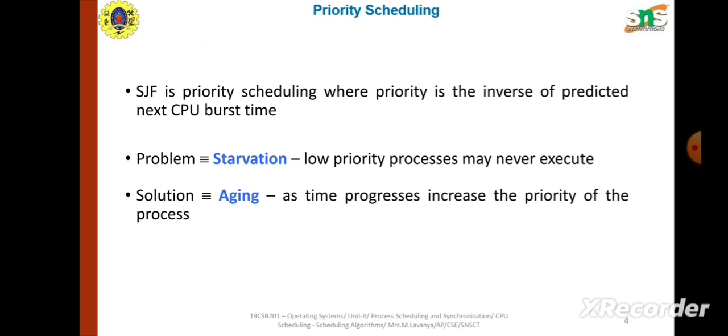In this, the main problems which will arise are starvation and aging. Starvation is when a lower priority process waits for the CPU for a larger amount of time without the allocation of the resource. This is known as starvation. And aging is when the priority of a waiting process is increased over time for its allocation. This is known as aging. These two mainly occur in priority scheduling.